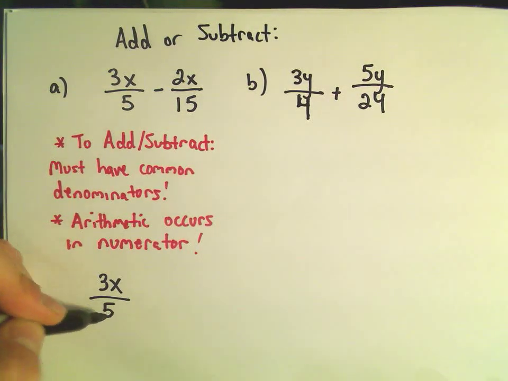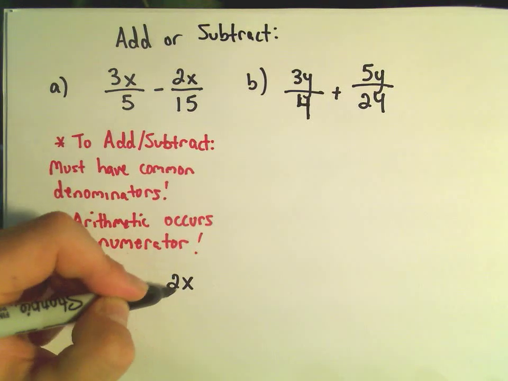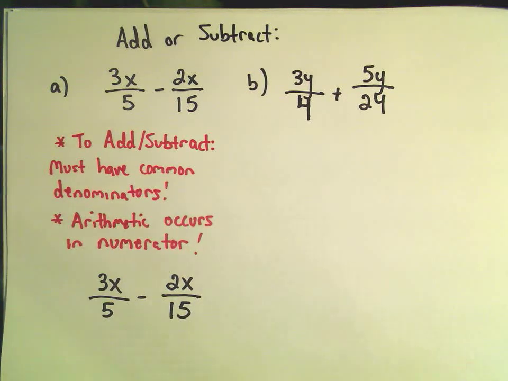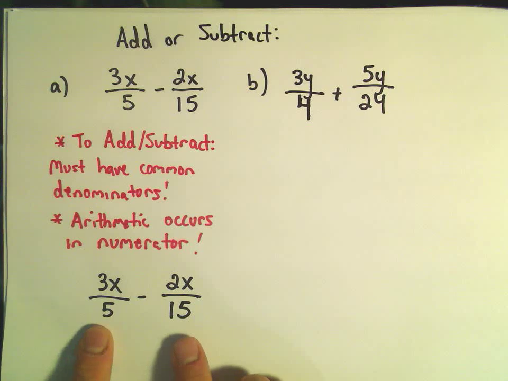We have 3x over 5 minus 2x over 15. So definitely different numbers in the denominator. And what I first think of is, well, what's the least common multiple of 5 and 15? What's the first number that both of those divide into evenly? The least common multiple of those two numbers would be 15.